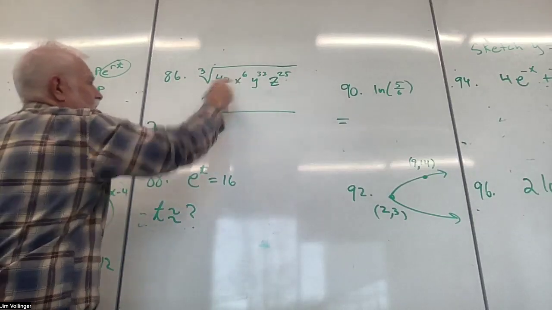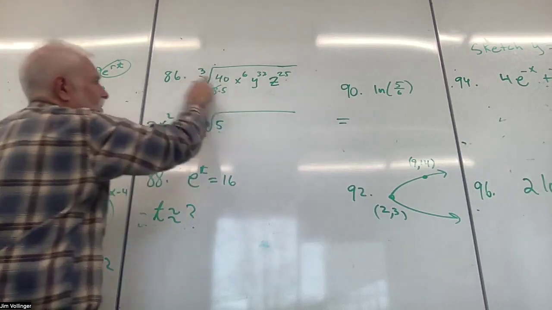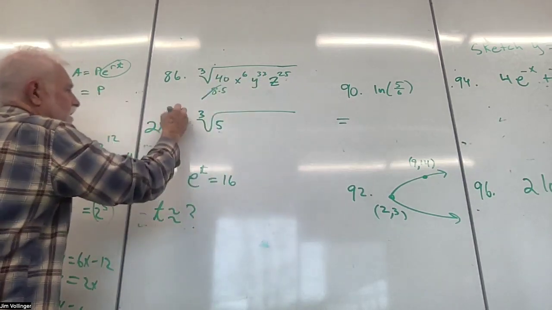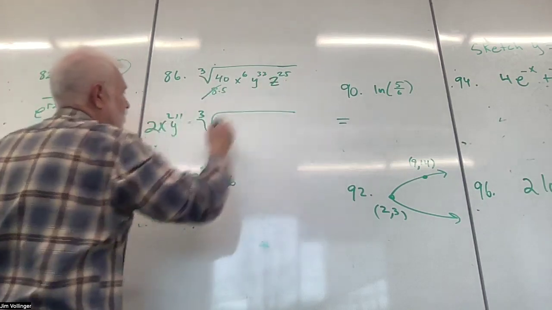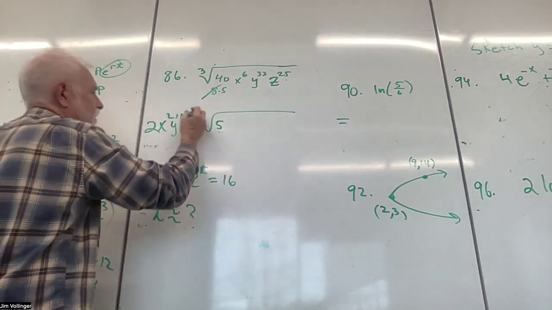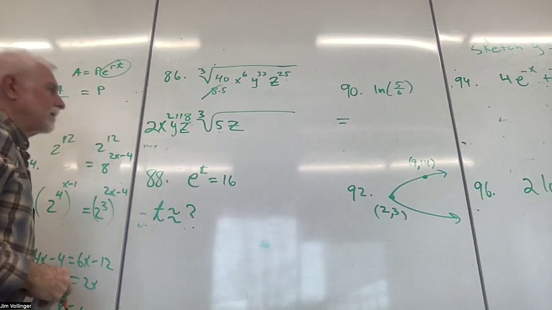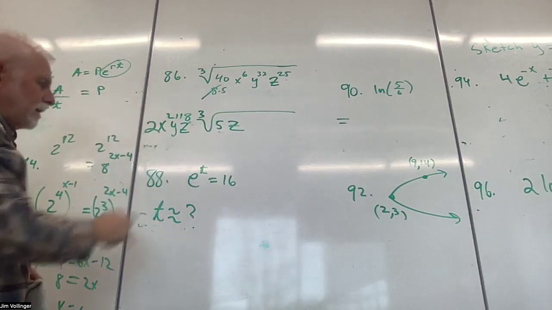I'm going to divide 3 into 6. I'll take 2 out. Divide 3 into 33. I'll take 11 out. I'll divide 3 into 25. I'll take 8 out, and I'll leave 1 in. Okay, I hope you can see that.